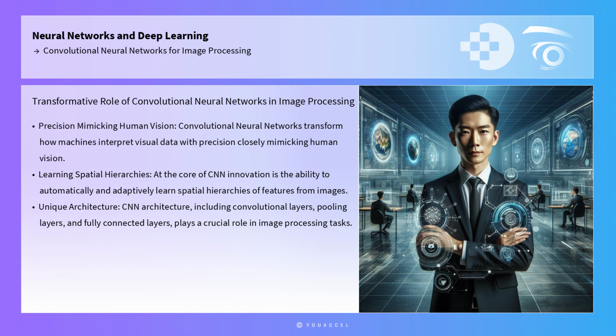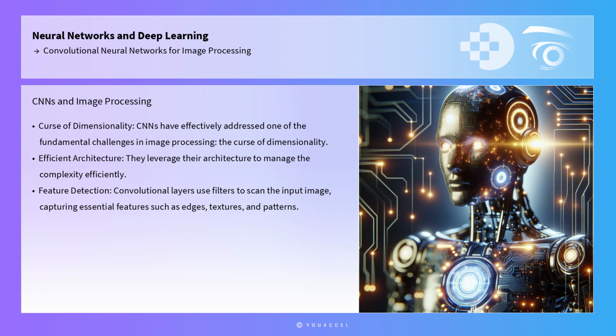object detection. CNNs have effectively addressed one of the fundamental challenges in image processing, the curse of dimensionality. Traditional machine learning models struggled with the vast amount of data contained in images, but CNNs leverage their architecture to manage this complexity efficiently. The convolutional layers use filters to scan the input image, capturing essential features such as edges, textures, and patterns, which are then used for further processing.